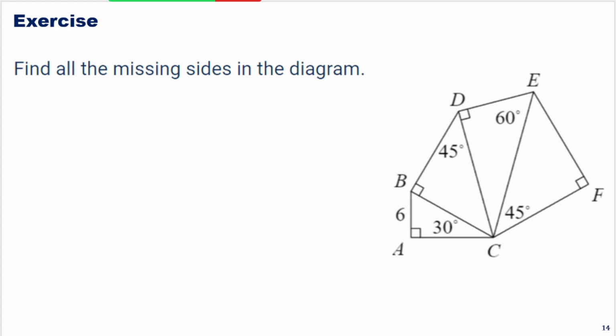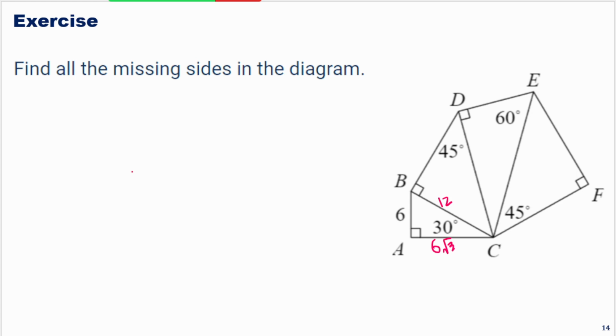Alright, so here let's have a look at the solution together. You can compare yours with mine. First of all, because triangle ABC is a 30, 60, 90 triangle, and AB is opposite the 30-degree angle, we have AC equals AB times square root 3, right? Which equals 6 square root 3, that's AC. And BC equals twice AB, which is 12, right?